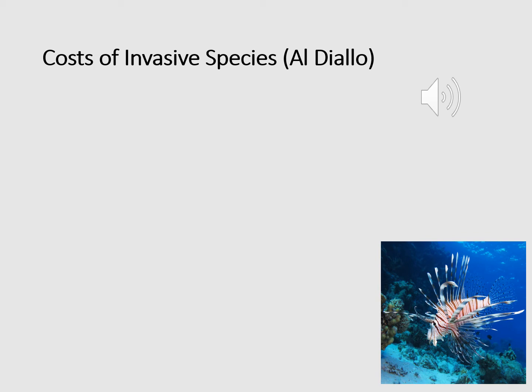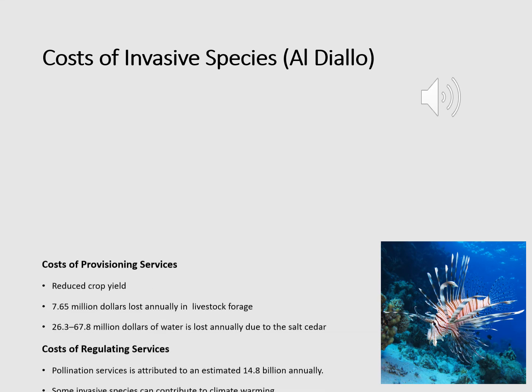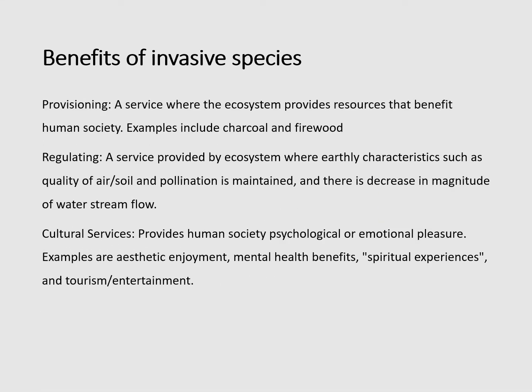Some costs listed under cultural service would include yellow star thistle has decreased the recreation value and billions of dollars in medical bills from red imported fire ants. Invasive species can also have a positive effect on the environment that they are introduced into. They can provide valuable resources such as firewood and charcoal, and they also regulate the air, water, and soil. IASs also provide cultural services and can become integrated in spiritual practices.